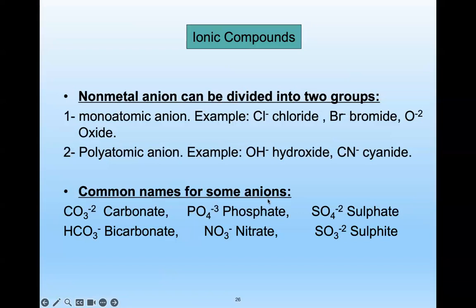What about common names of the same anions, like what you study in the lab? Carbonate. So this is anion. Phosphate, sulfate, bicarbonate. You know why it is only -1? Because now you put 1 proton. When you put 1 proton, this means it is H positive. So H positive, +1 -2 equals -1. Nitrate, only -1. Sulfite, -2.